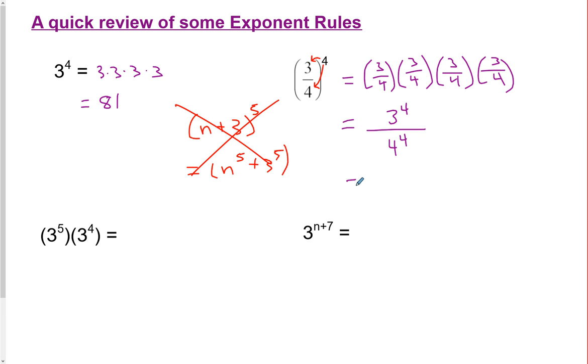So 3 to the 4, we already know is 81. 4 to the 4 is 256. So we can divide those, 81 divided by 256, and we get like a long, ugly looking decimal. But we could use that. 0.3164 ongoing. Okay, so our key idea there is that we can take this shortcut of looking at that exponent and applying it to everything in the brackets as long as that is just one term.